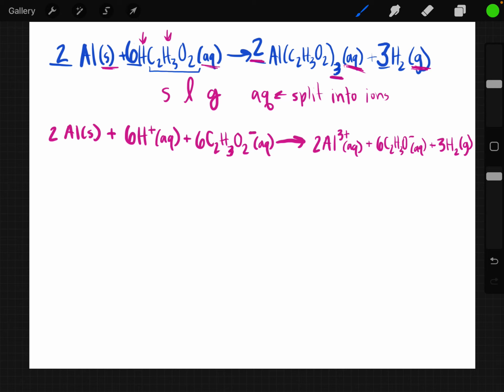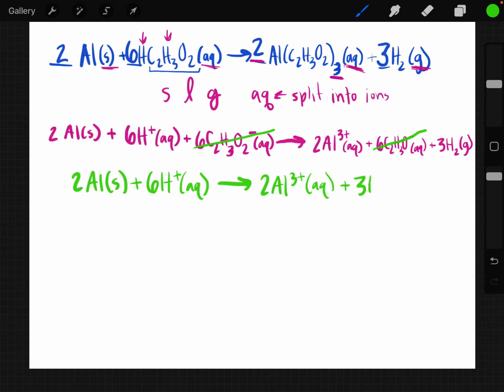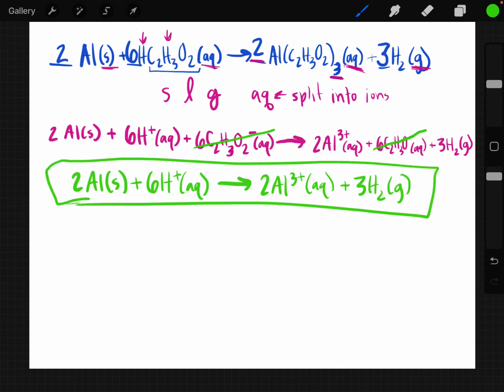The way you know that there's a spectator ion is if it's shown on both sides of the equation. For example, 6 acetates right here, and there are also 6 acetates right here. They're on both sides of that arrow, so I can get rid of them. Sometimes there are multiple; in this case, there's only 1. Now I can write my true net ionic equation, which is 2 aluminum solid plus 6 hydrogen 1+ ion aqueous yields 2 aluminum 3+ ion aqueous plus 3 hydrogen gas.